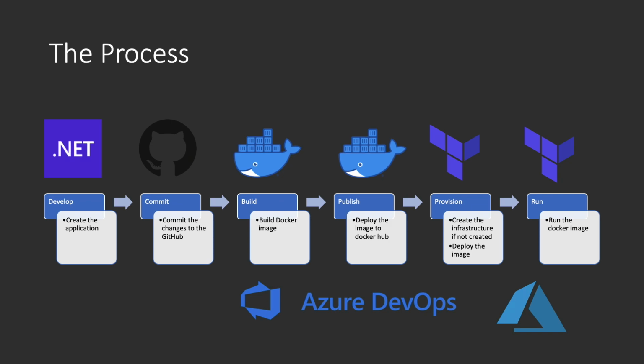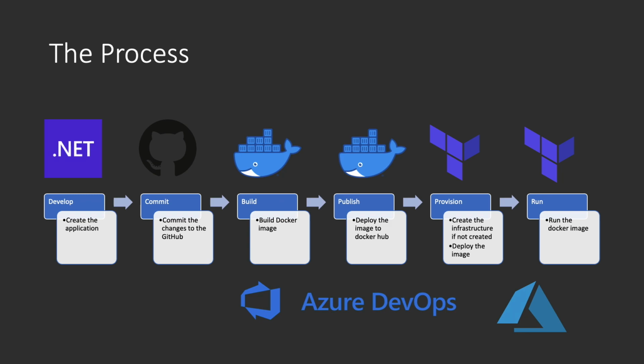We're going to start by developing our application locally. Then we're going to commit it to GitHub, which is our source control. Once we commit it to GitHub, we're going to directly build a Docker image. And once we build that Docker image, we're going to publish it to Docker Hub.